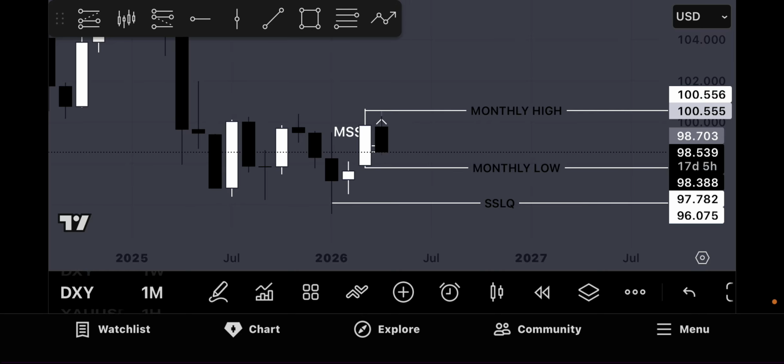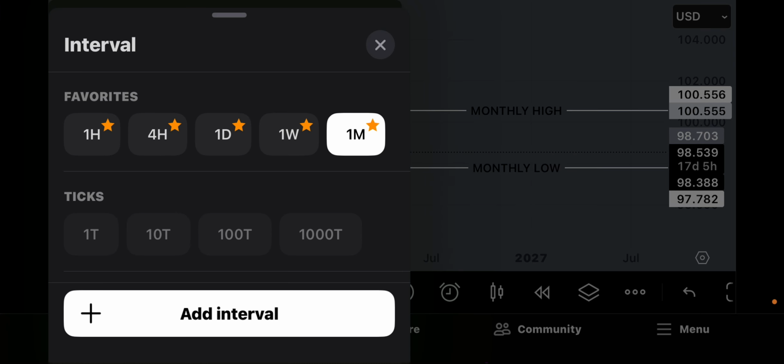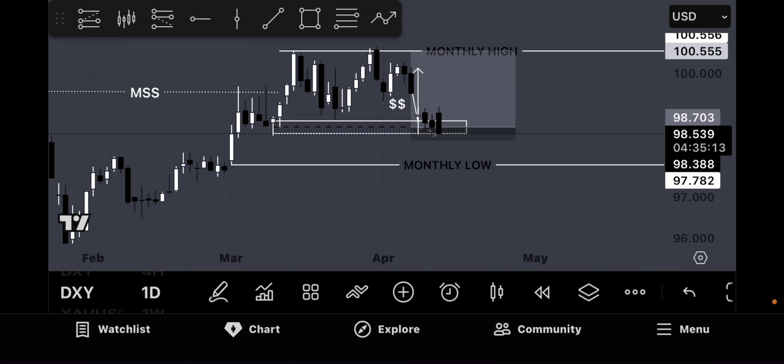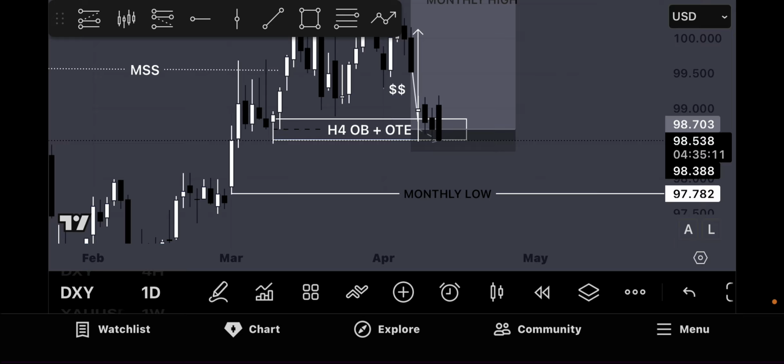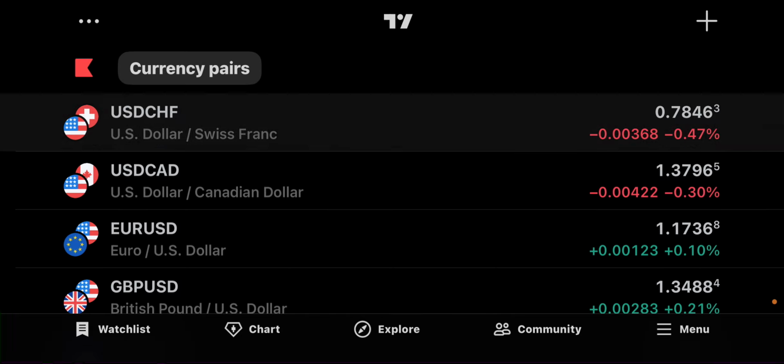So for now, I'm just going to leave DXY as is. I'll let it play out and actually hit the stop loss. Then we'll look for something for next week when I give an update. So let's leave DXY as is. Then moving to USDCHF.